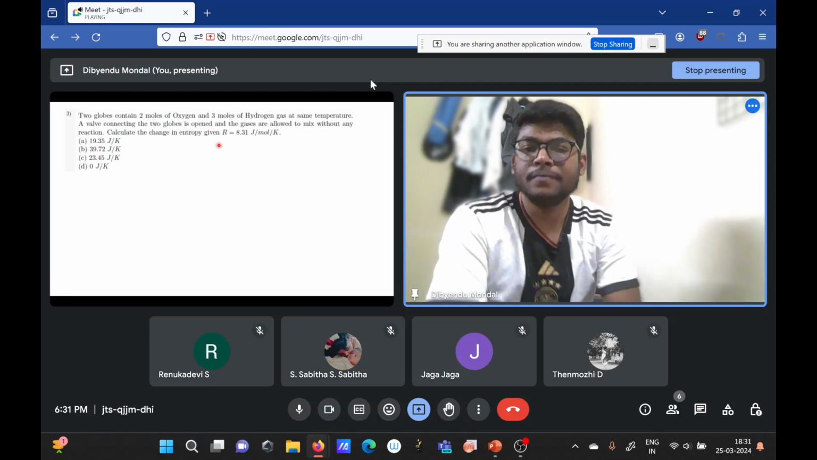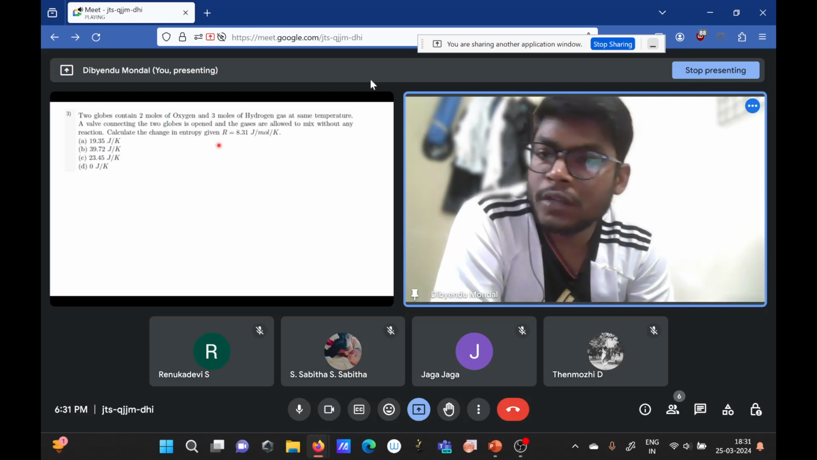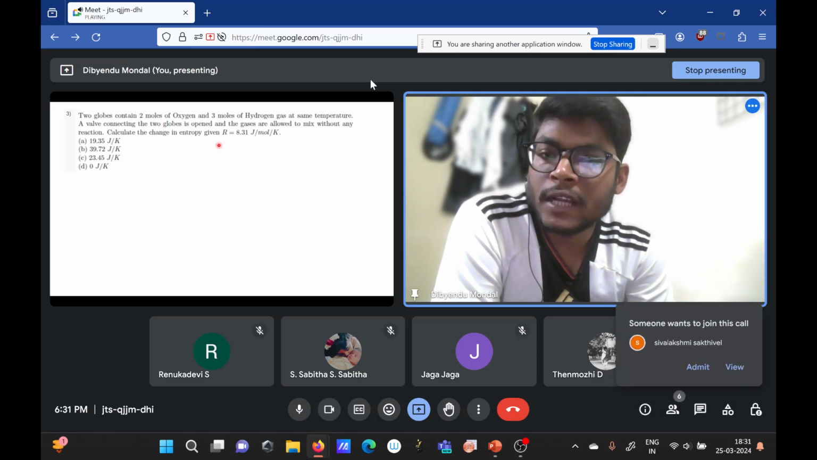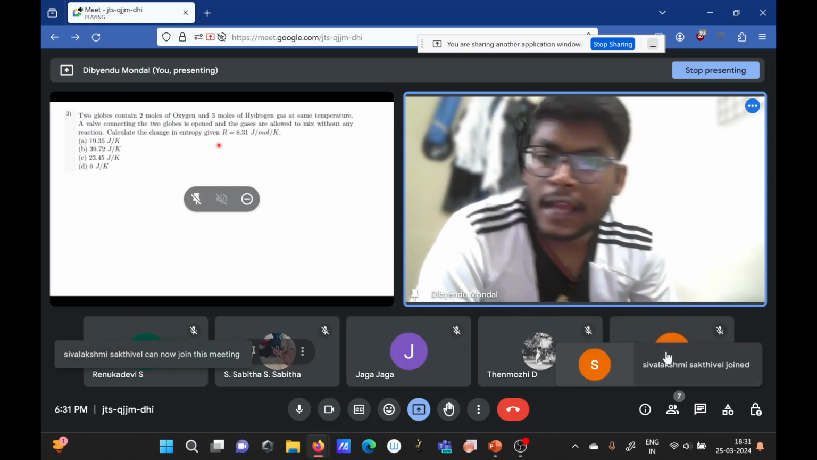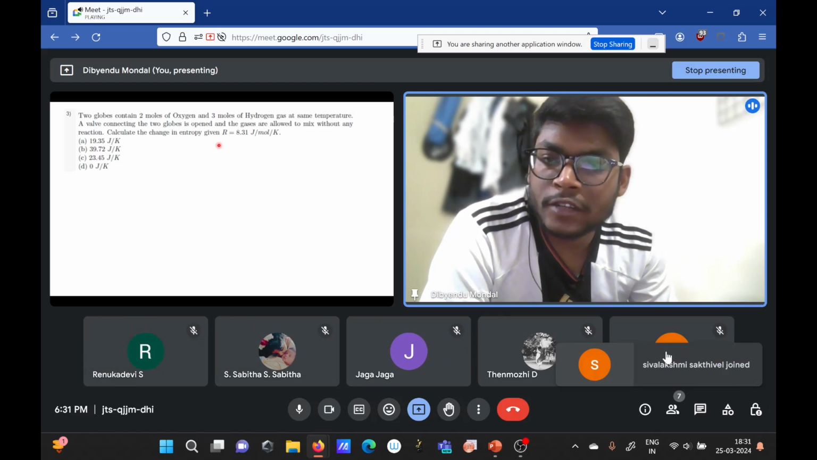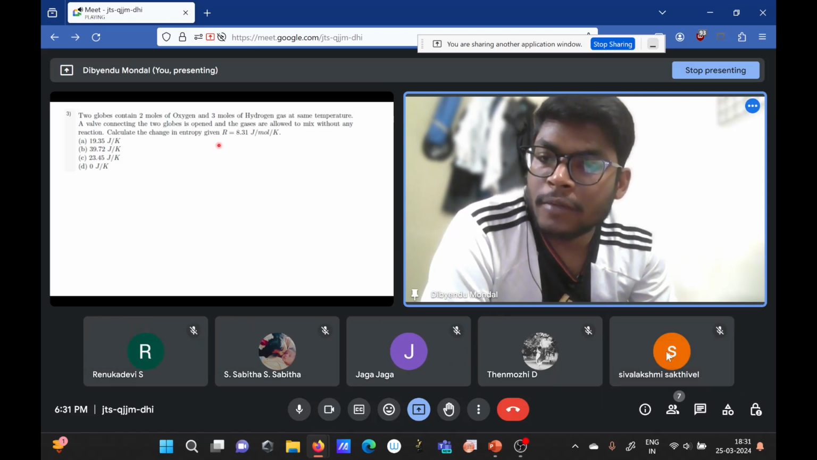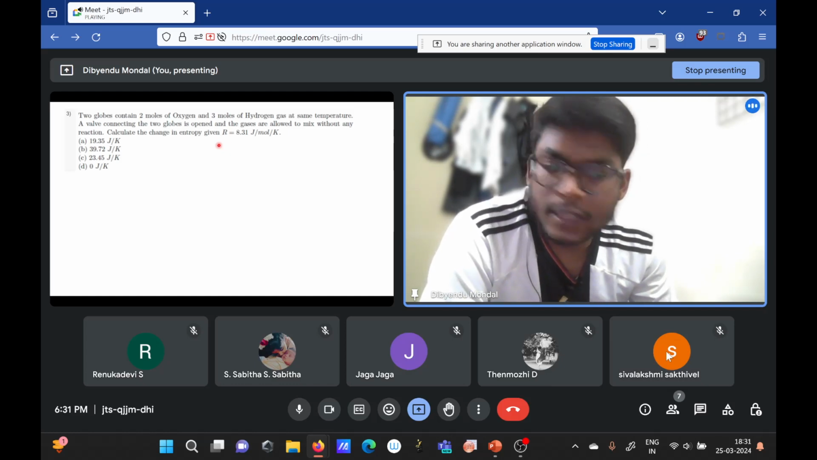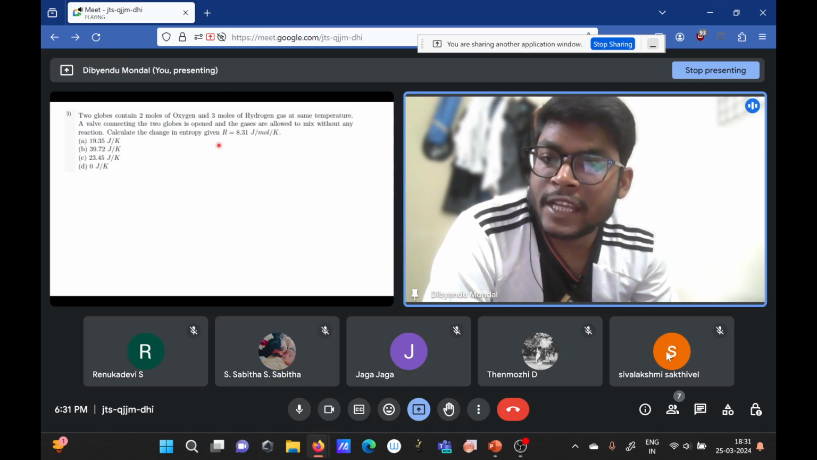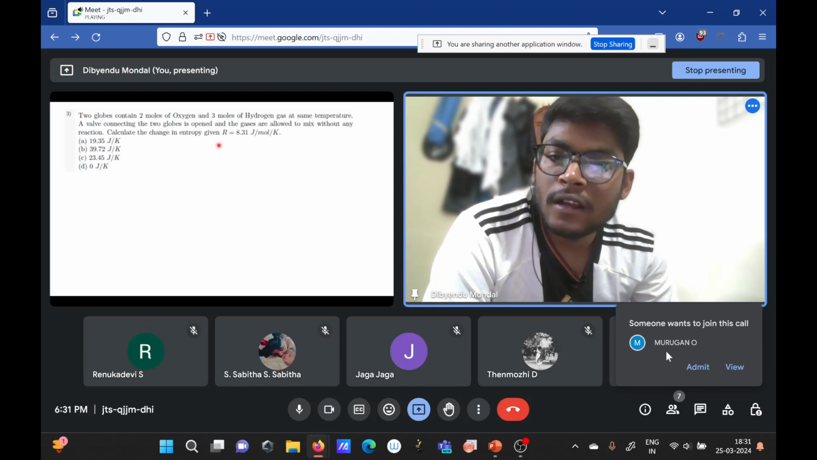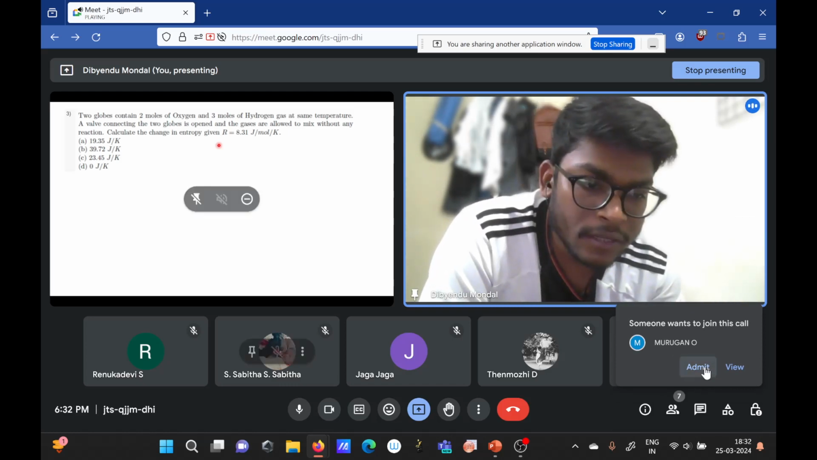This problem says two globes contain 2 moles of oxygen and 3 moles of hydrogen gas at the same temperature. So 2 moles of oxygen is there, 3 moles of hydrogen gas is there. A valve connecting the two globes is opened, so the gases will be mixed. The gases are allowed to mix without any reaction, so there is no chemical reaction going on, only normal mixing. Calculate the change in entropy, given the universal gas constant.